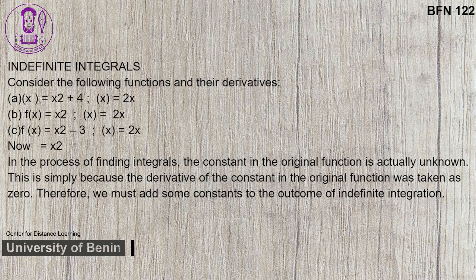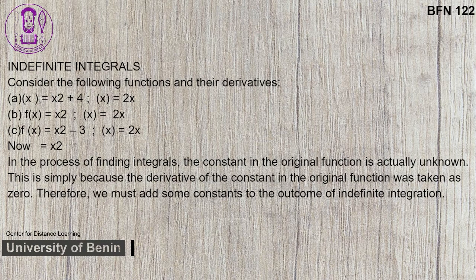x equals x² + 4, derivative 2x. b, f(x) equals x², derivative 2x. c, f(x) equals x² − 3, derivative 2x. Now the integral of 2x equals x². In the process of finding integrals, the constant in the original function is actually unknown.